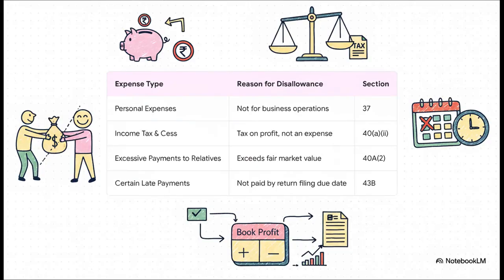So what kind of things are we talking about? Well, personal expenses are the obvious one. Can't claim your groceries as a business cost. You also can't deduct the income tax you're paying. The logic is, that's a tax on your profit, not an expense you paid to earn the profit. Be really careful with payments to relatives. If you pay them more than the market rate, that extra bit gets added back. And this last one is huge. If you're late paying things like GST or PF by the tax return deadline, you lose that deduction for the year. You've got to be on time.